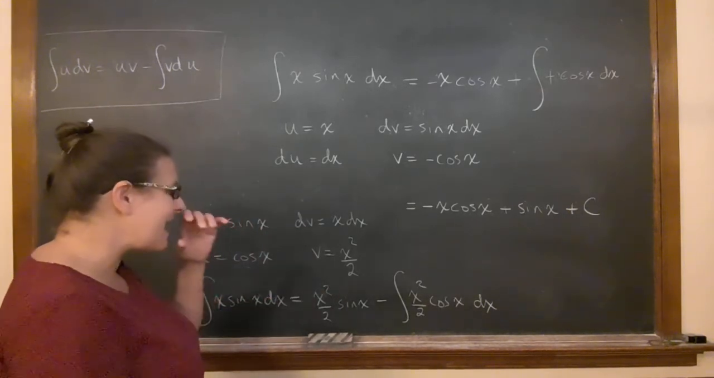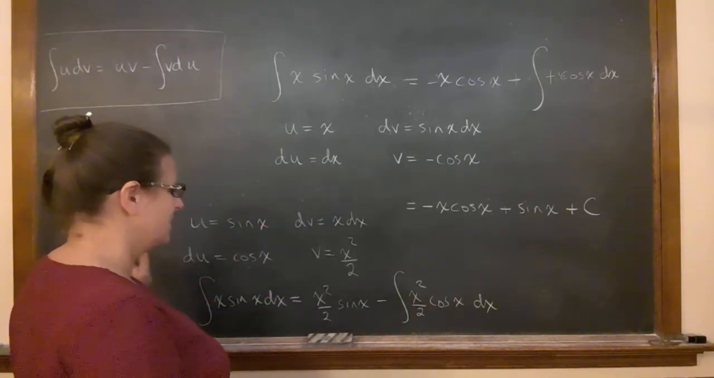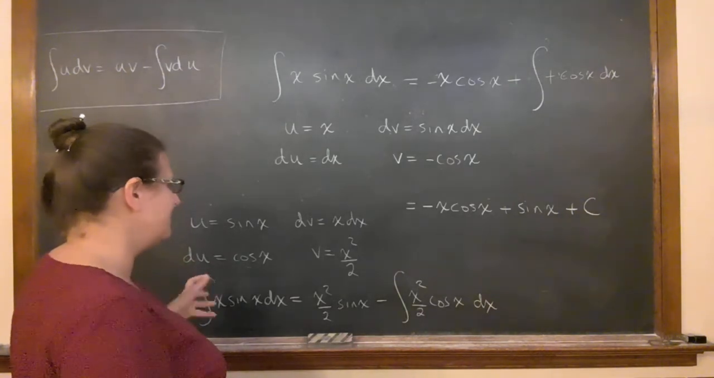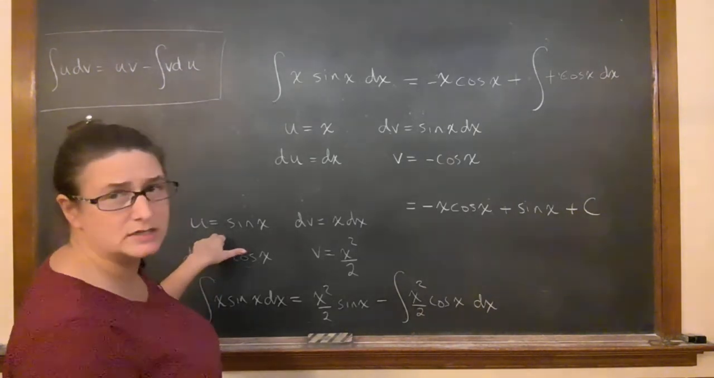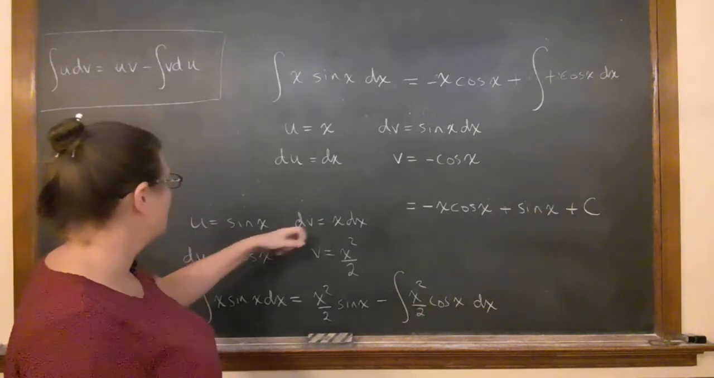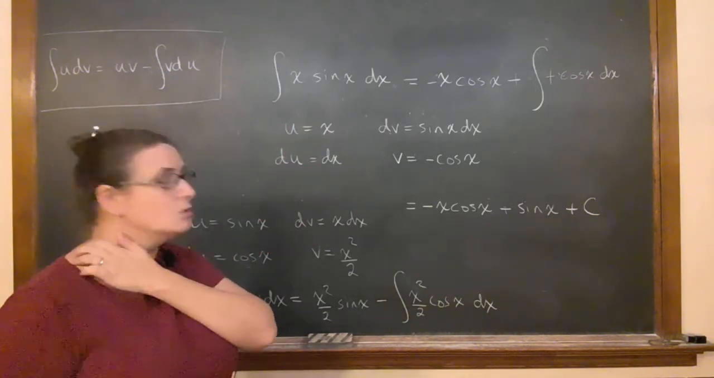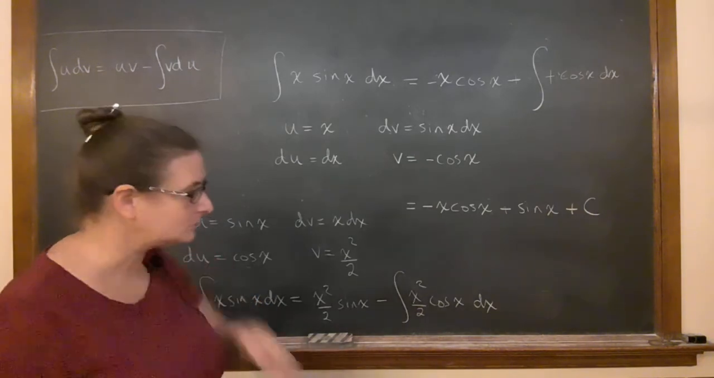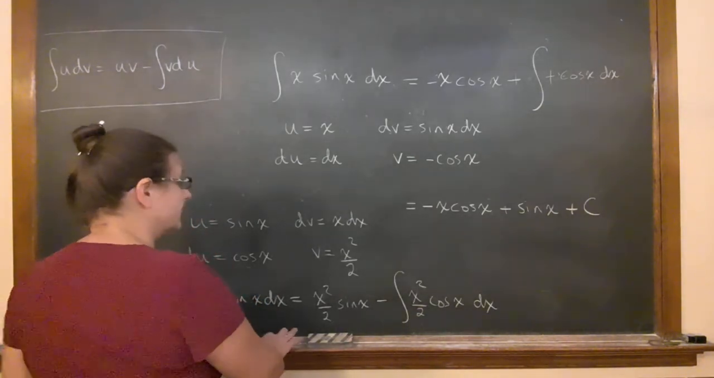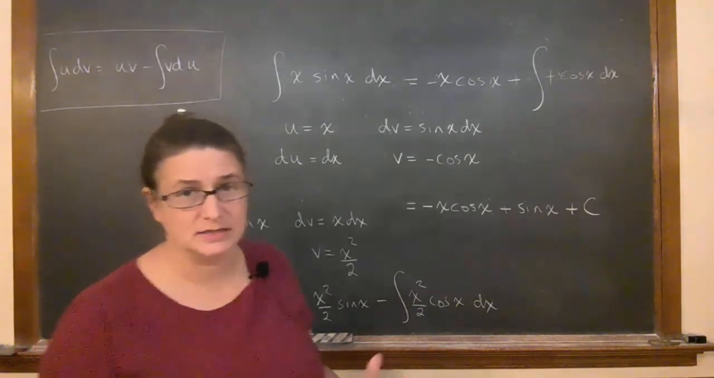So if that happens, it's a good indicator that maybe you made the wrong choice here at first when you made your choice of which one is u and which one is dv. And then you just go back and redo it with a different choice and see if that helps out.